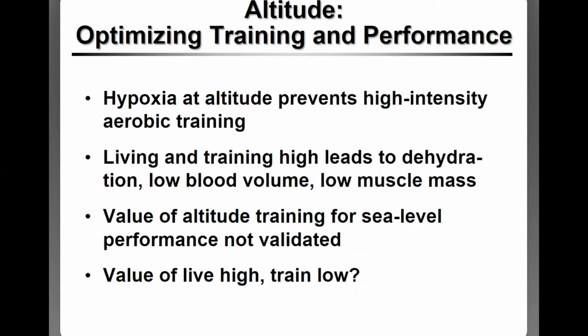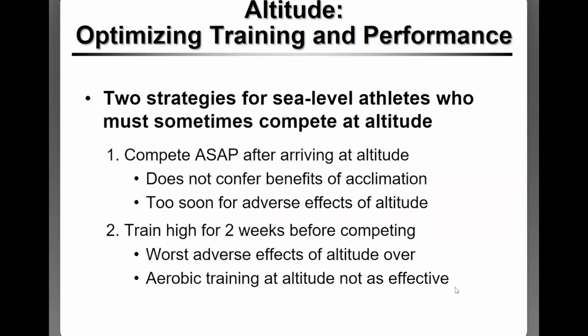Also, living and training high is going to lead to dehydration, a low blood volume, a low venous return, a low stroke volume, and that negative nitrogen balance will also lead to low muscle mass or a loss of muscle mass. So many have asked, what is the value of living high but training low? So the training low portion allows the athlete to train at maximal intensity.